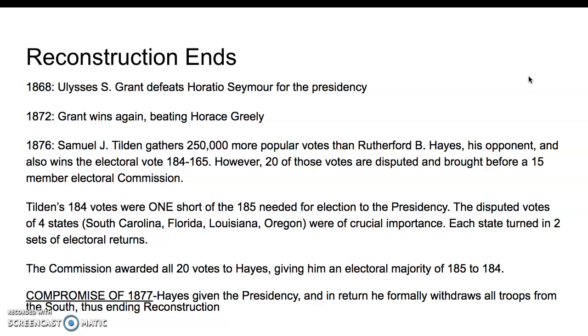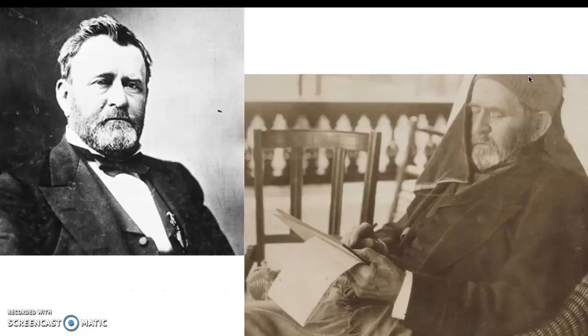The disputed votes of 4 states, South Carolina, Florida, Louisiana, and Oregon, were of crucial importance. Each state turned in 2 sets of electoral returns with different results. The commission, in a backhanded deal, very well known by this point in history, awarded all 20 votes to Hayes, giving him the electoral majority of 185 to 184. This is called the Compromise of 1877. Hayes is basically handed the presidency, and in return, he said he would formally withdraw all federal troops, all northern troops from the South, thus ending Reconstruction. So, a dirty, backhanded deal, yes, but it ends Reconstruction.